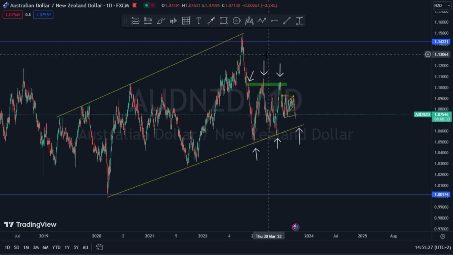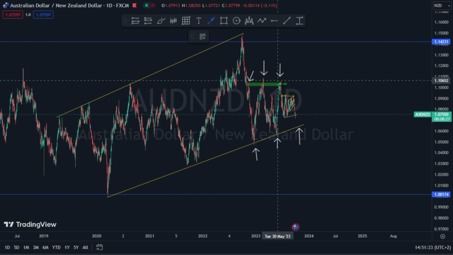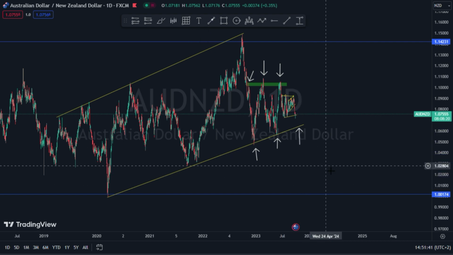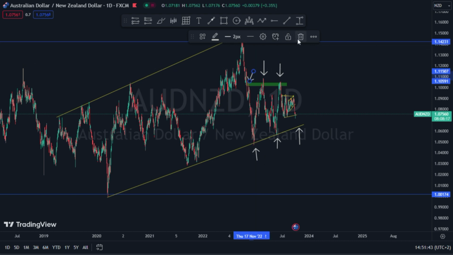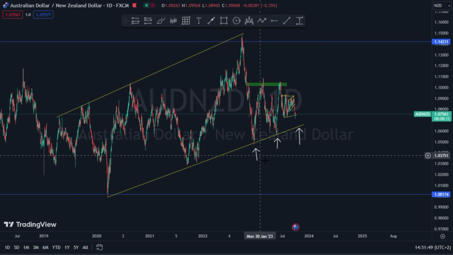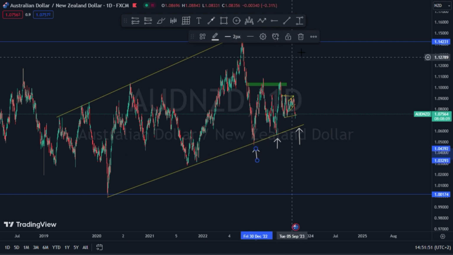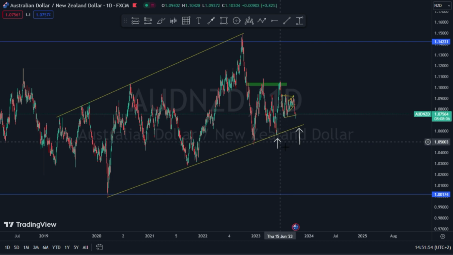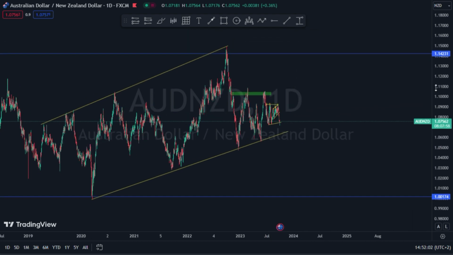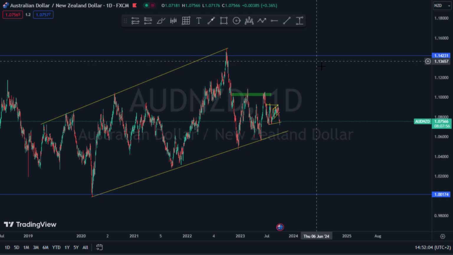So right now what I expect from this AUDNZD is that the market should push to the downside, break below this structure, and then continue moving to the downside, because I can already see that the market, let me just clear this for now and explain why I expect this AUDNZD to push lower, and which confirmations am I looking at when I say that this AUDNZD is gonna push to the downside.